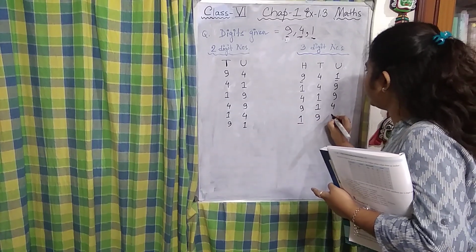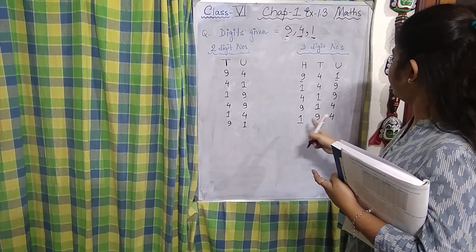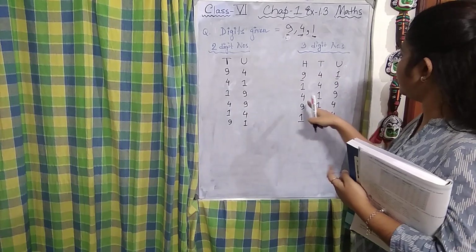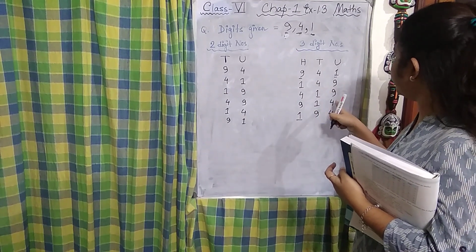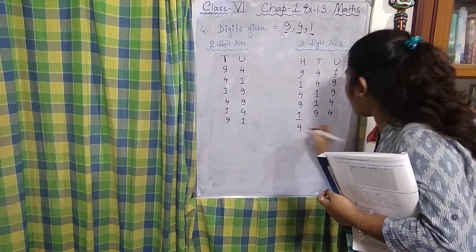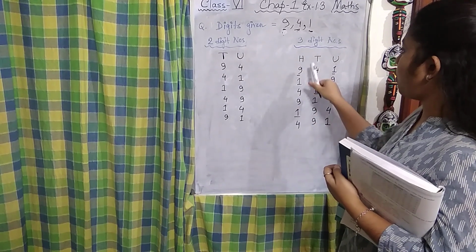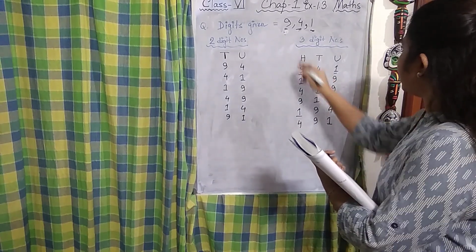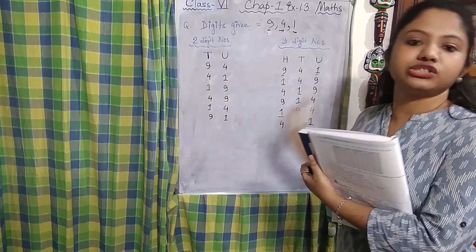1 9 4. So here, first we made 9 4 1, then 4 1 9, then 1 9 4. That means we are having 4 9 1 as another. So how many combinations did we get? 1 2 3 4 5 6. So if we check the combinations, we will get 6 possible combinations only.